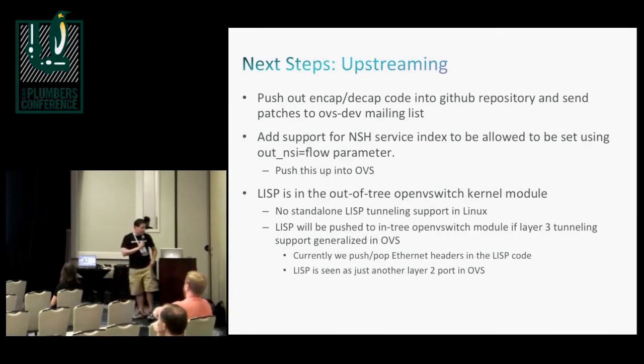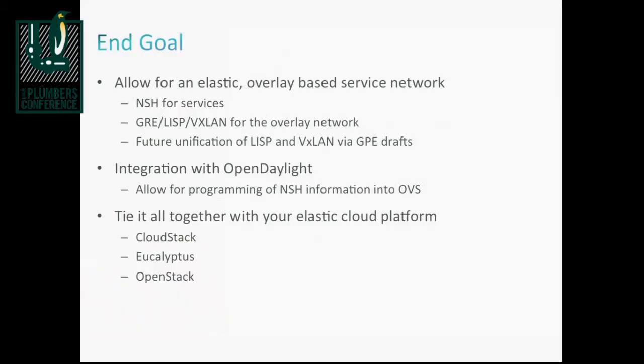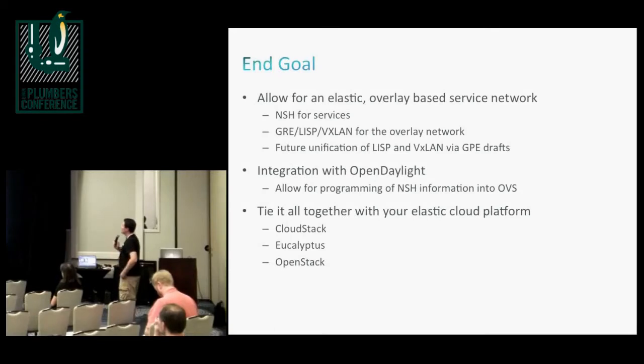So that's the work we have going on there. So if we look at what the end goal of all this stuff is, maybe the end goal is to allow an elastic overlay-based service network using NSH for services, to be able to steer traffic to service VMs or even hardware that supports NSH. Utilize whatever overlay network you want for that. GPE, hopefully, will unify LISP and VXLAN as well.